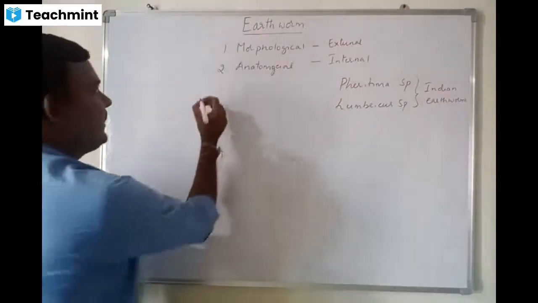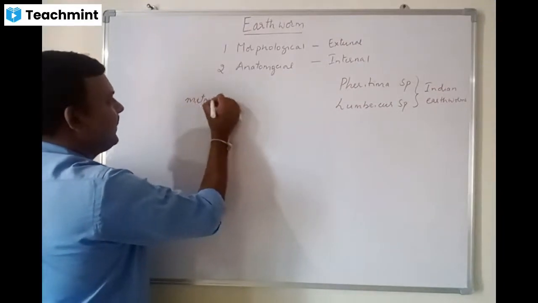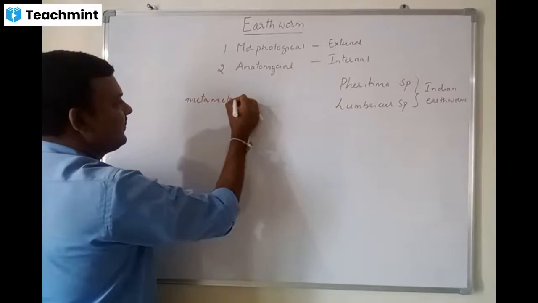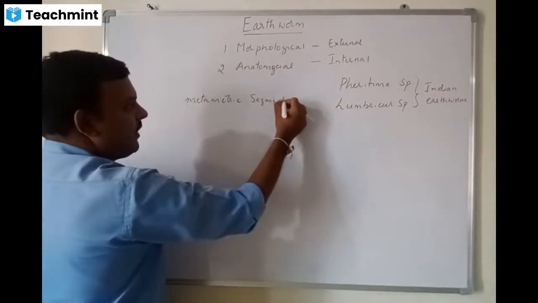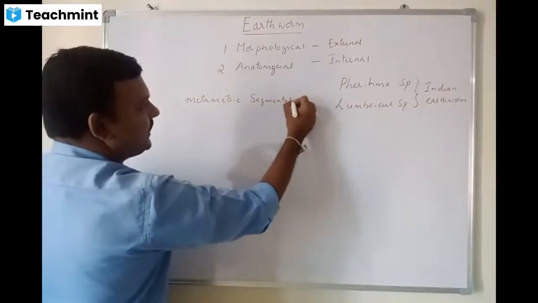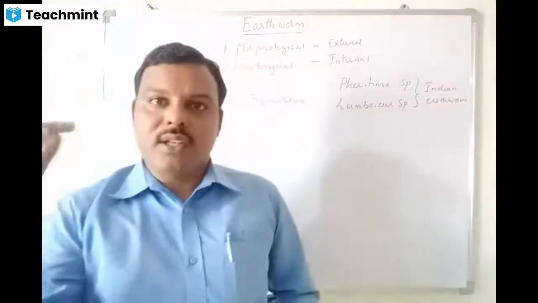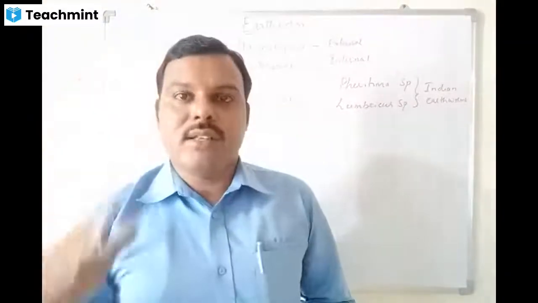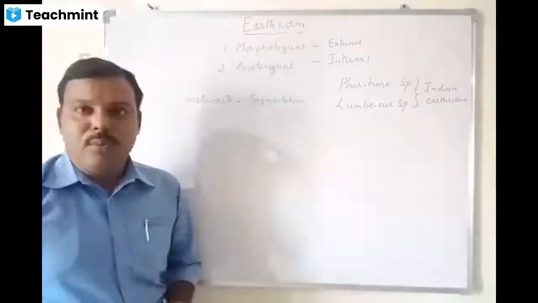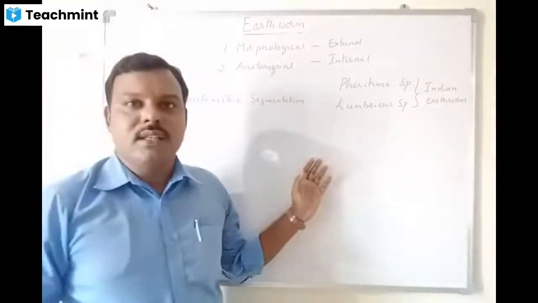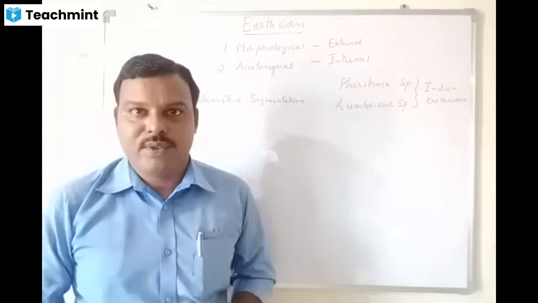And as we know, the earthworm shows metameric segmentation. So the body is divided into segments, both externally and internally also. We will see how this entire segmentation is aligned in their body. And these are the group of animals, as we told, the annelids, showing a peculiar character of metamerism.